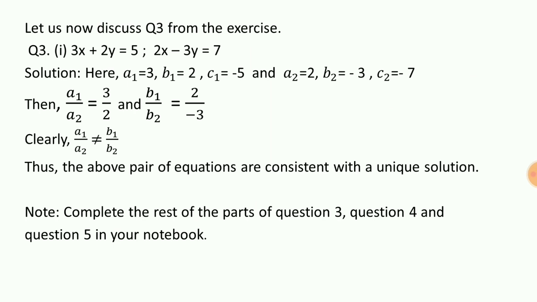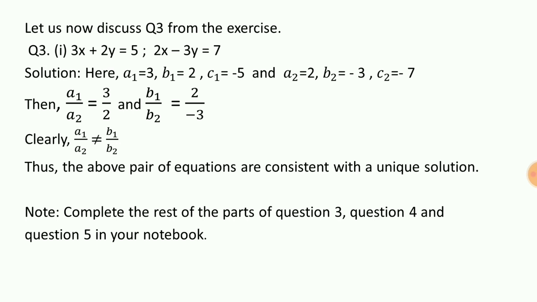Let us see the third question. Question number 3. Again, it's a similar kind of question and we have to decide whether the equations are consistent or not consistent, that is, they are inconsistent. The first part is 3x plus 2y equal to 5 and the second equation for the first part is 2x minus 3y equal to 7.